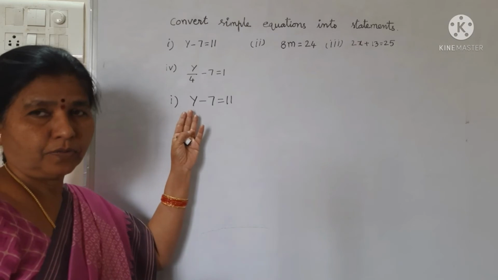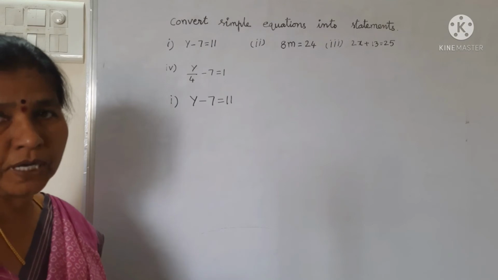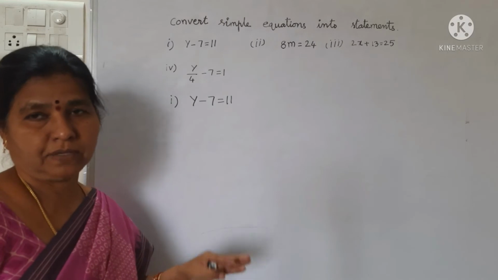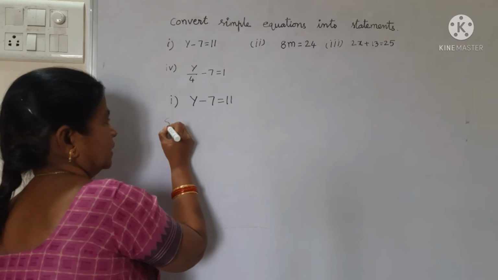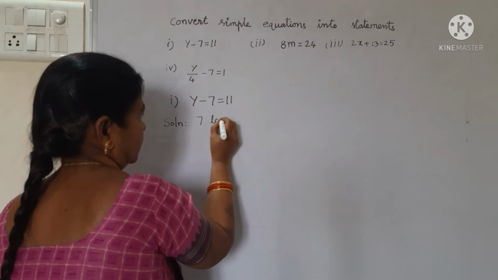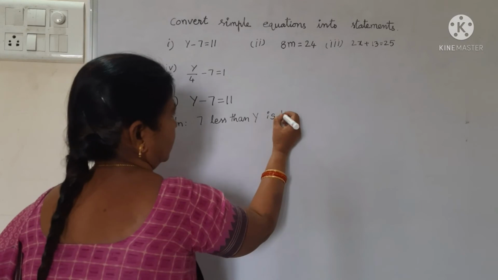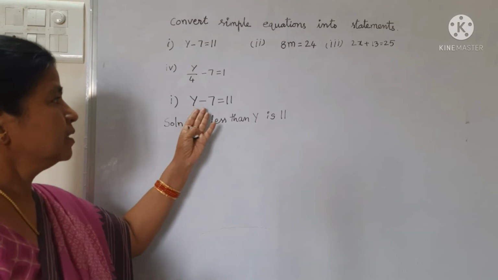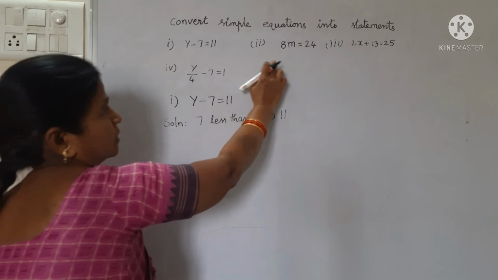7 is subtracted from y. Then we get 11. If 7 is subtracted from y, we get 11. Otherwise, we can write 7 less than y is 11. Like that also we can write. 7 less than y is 11. Like this we can convert the simple equation into statement. Now let us solve this one.